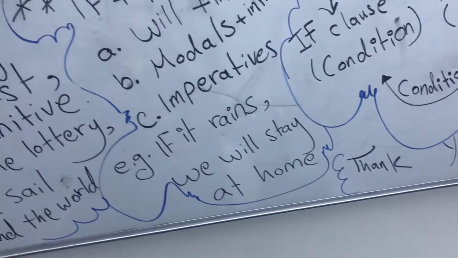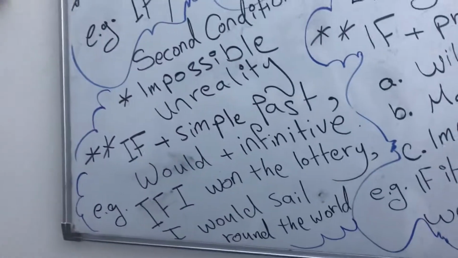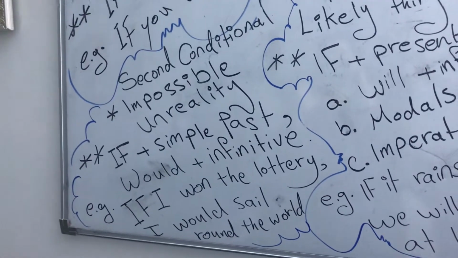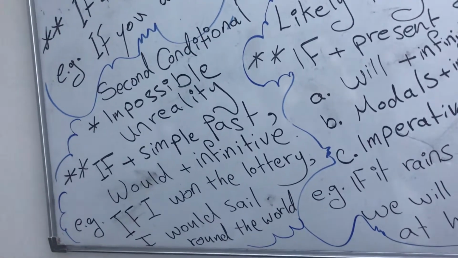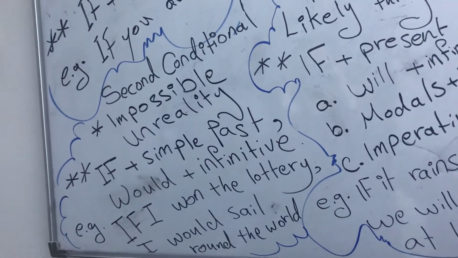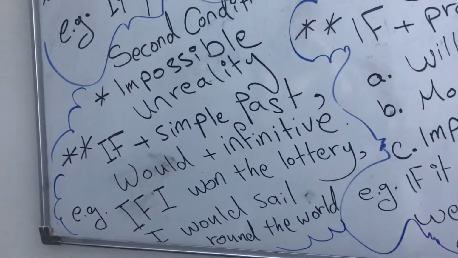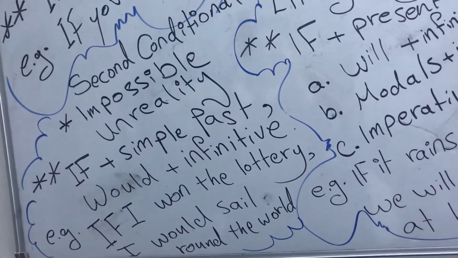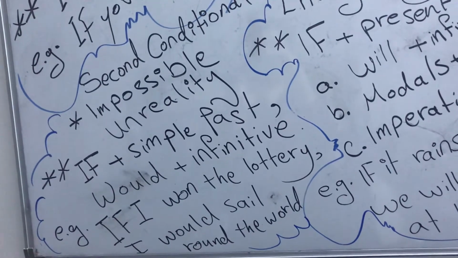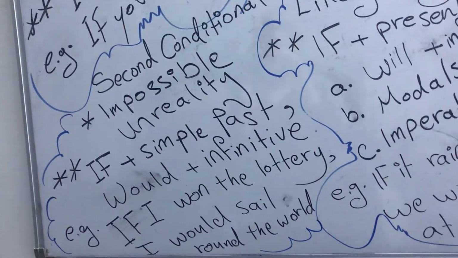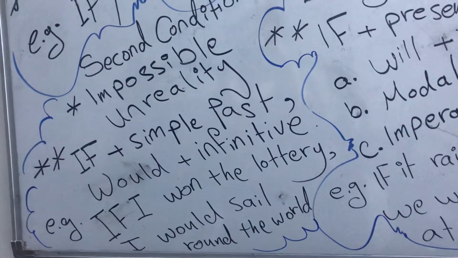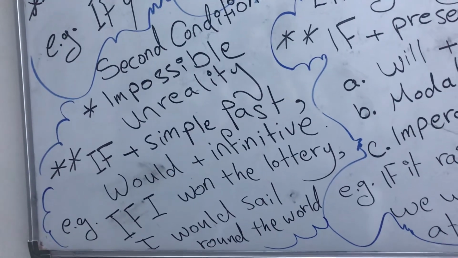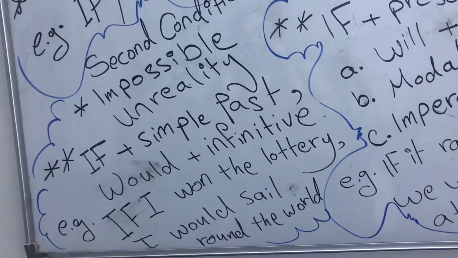Let's go to the third part that we're going to talk about, which is the second conditional sentence. And it is about impossible. إشي okay مستحيل إنه يصير, unreality, غير حقيقي. The form of it, if plus the simple past in the if clause, and the main clause will consist of would plus the infinitive of the verb. And an example regarding it, if I won the lottery, I would sail round the world.